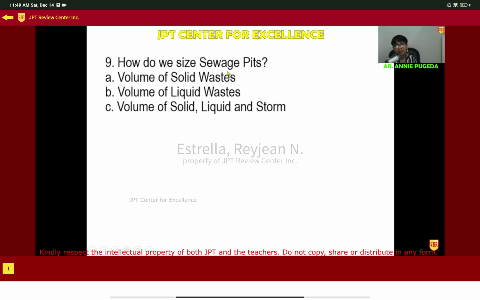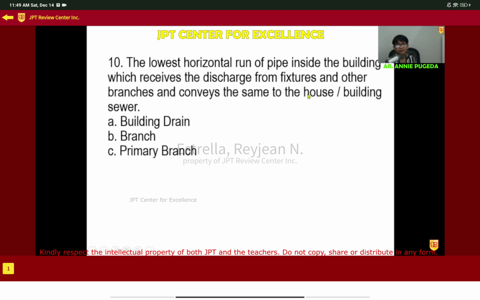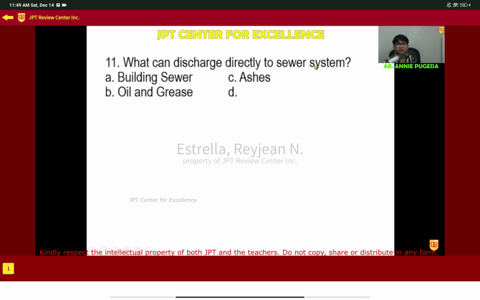How do we size sewage feet? Sewage is, again, a general term for storm and for liquid and for solid waste. Okay? Sewage. Now, how do we size sewage feet? Ayan. So, lahat yan consider mo. Solid, liquid, and storm. Next, the lowest horizontal run of pipe. Okay? Lowest horizontal piping inside the building, which is lahat siya ang sasapo. Naka 2% to, siya rin naka 2%, pero siya yung sasapo. Siya yung mas mababa. Lowest horizontal piping. That would be known as the building drain, sometimes known as house drain. What can discharge directly to the sewer system, to the main sewer?